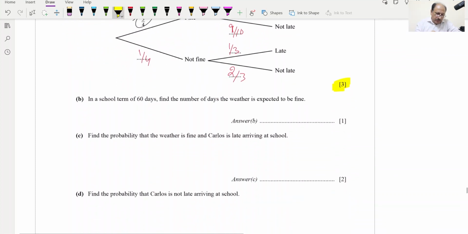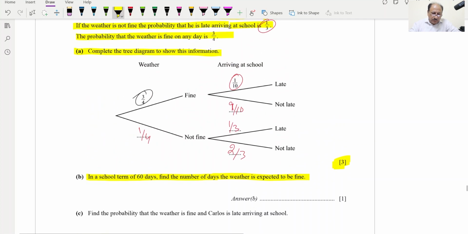Now we can move to the B part. In a school term of 60 days, find the number of days the weather is expected to be fine. So the probability for fine weather is 3 by 4.